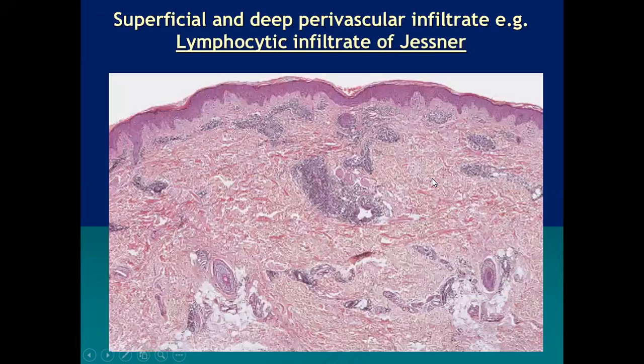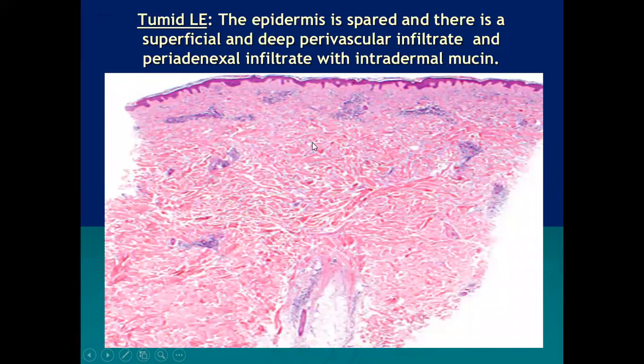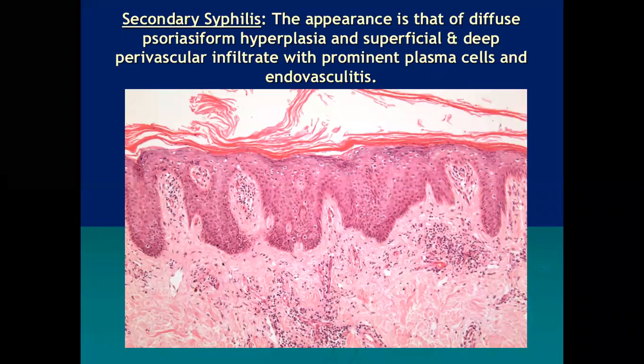This is Jessner's lymphocytic infiltrate. Chronic insect bite reaction. Usually there is eosinophil predominance here. Tumid lupus, again characterized by a superficial and deep perivascular inflammatory infiltrate with some periadnexal and interstitial dermal mucin deposition. Secondary syphilis is characterized by epidermal hyperplasia and a dense perivascular plasma cell infiltrate characterized by endovasculitis, that is, blocking or obstruction of the vessel lumen.